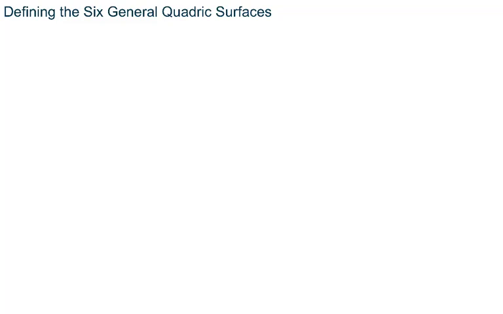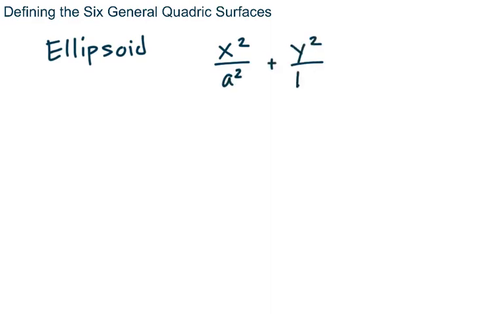In this video, we're going to define the 6 general quadric surfaces. So we're going to start with a general shape called an ellipsoid. What does an ellipsoid standard form look like? We say x squared over a squared plus y squared over b squared plus z squared over c squared equals 1. If we took this z squared over c squared out, that would be the equation of an ellipse in standard form. We have positive coefficients. They're all plus signs equal to 1.